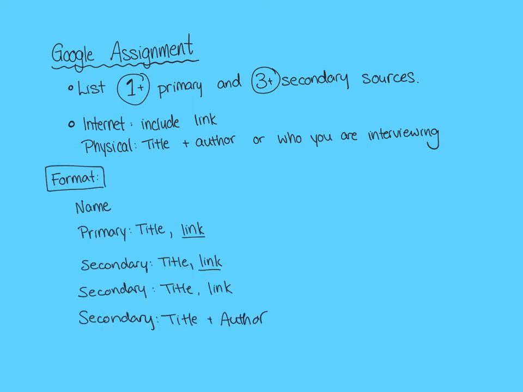To give you an idea of the format, when you're answering the Google question, just start with your name, and then for each resource, tell me whether it's a primary or a secondary resource, and then just write the title, and then you can include the link right after it. So you can do that for your secondary ones. If it's a physical resource, you could just write the title and the author, or explain what the physical resource is if it's more like a person.